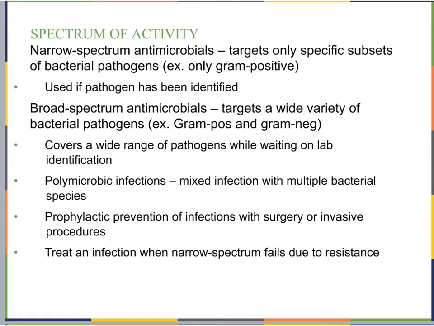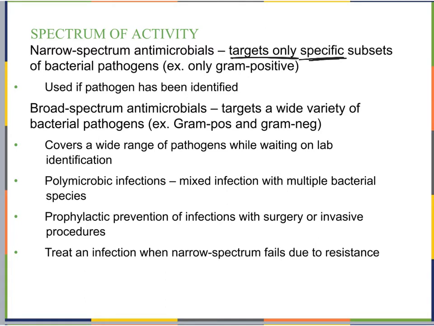So then let's take a look at the spectrum of activity. When we talk about the spectrum of activity, what we're talking about is what it is that the antimicrobial is going to attack. We're talking about a narrow spectrum or a broad spectrum. As the name implies, a narrow spectrum means that it's only going to target specific subsets of bacterial pathogens. So for example, only gram-positive or only gram-negative, or maybe even only a specific genus. So it's very narrow, as its name says.